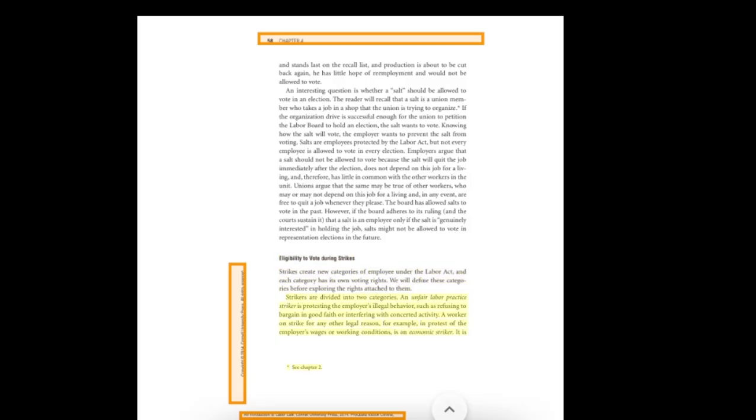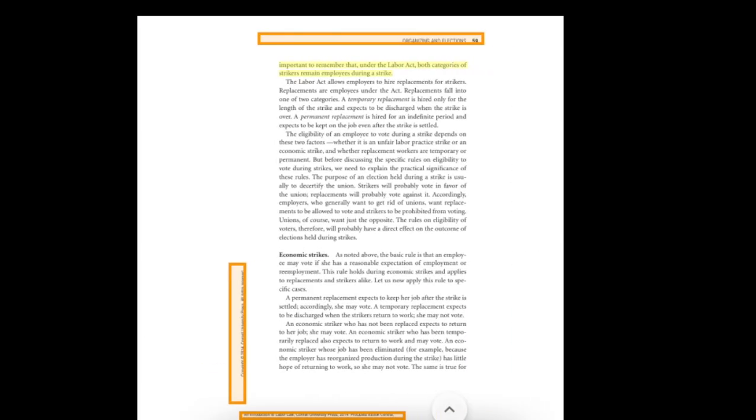Strikers are divided into 2 categories. An unfair labor practice striker is protesting the employer's illegal behavior, such as refusing to bargain in good faith or interfering with concerted activity. A worker on strike for any other legal reason, for example, in protest of the employer's wages or working conditions, is an economic striker. It is important to remember that, under the Labor Act, both categories of strikers remain employees during a strike.